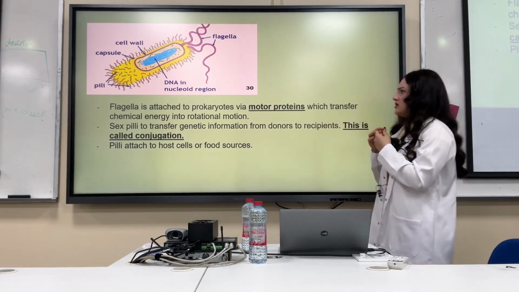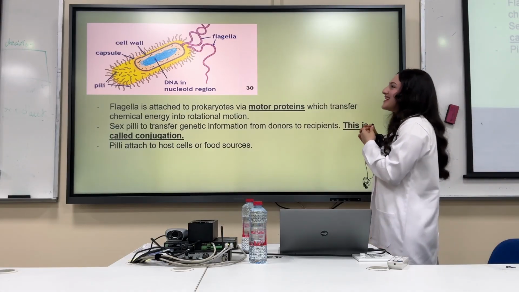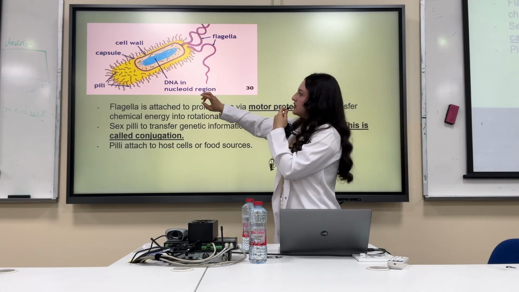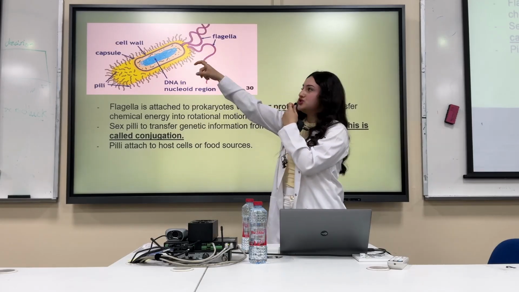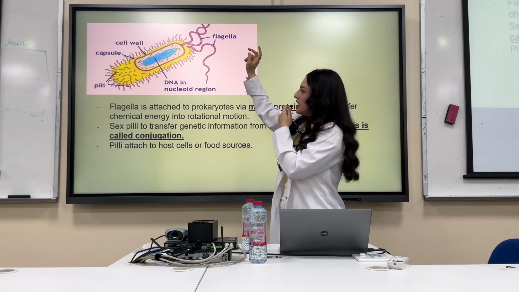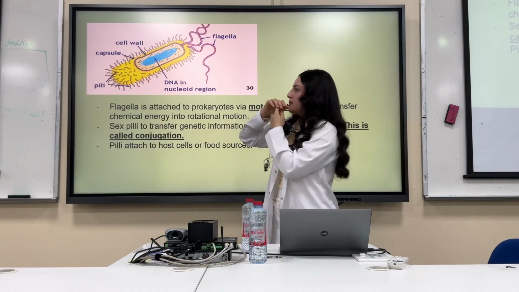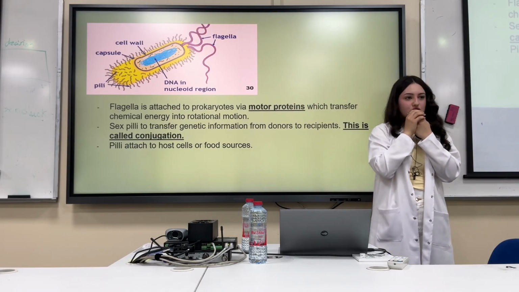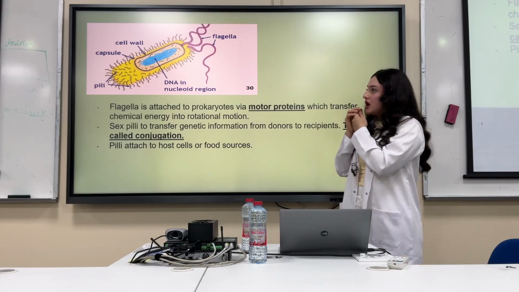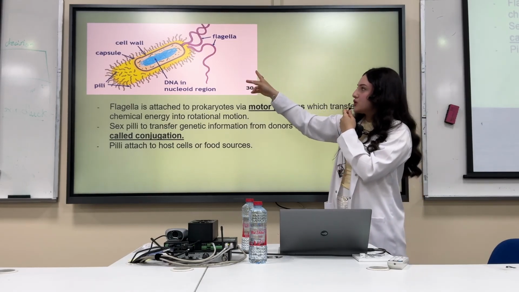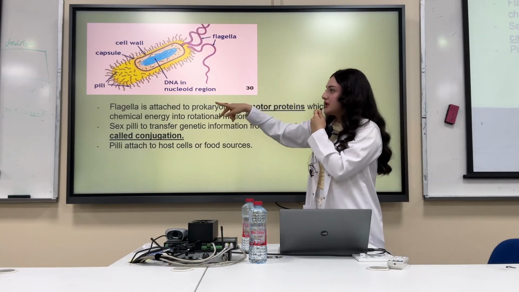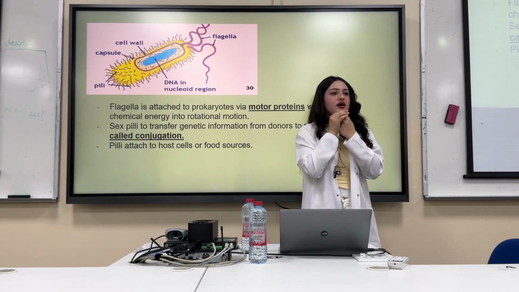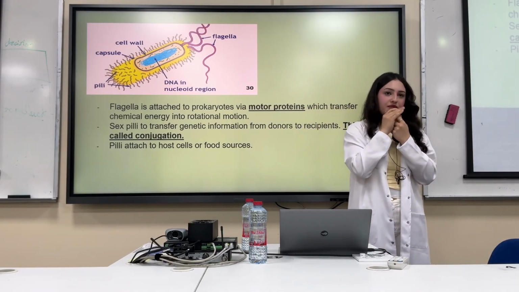Okay, when I look at the structure of prokaryotes, we mentioned the DNA in the nucleoid region, and then I have the flagella, and I have the capsule, and we have the pili. The flagella is responsible for what? Locomotion. I use flagella to move. The prokaryotes use flagella to move. And pili have a good amount of functions. I have one type of pili called sex pili.